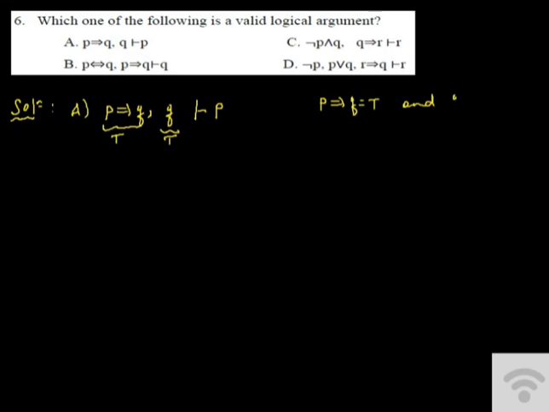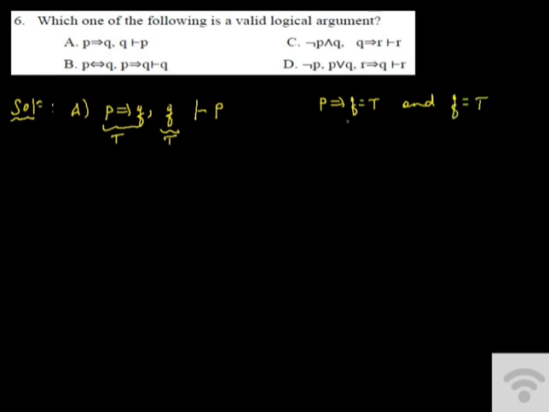Which one of the following is a valid logical argument? So we will evaluate the following arguments. So the choice in A is P implies Q and Q are the premises in A. The conclusion is P. Let us evaluate this. The premises are always true. Q is true, P implies Q is true. So P implies Q is true and Q is true.